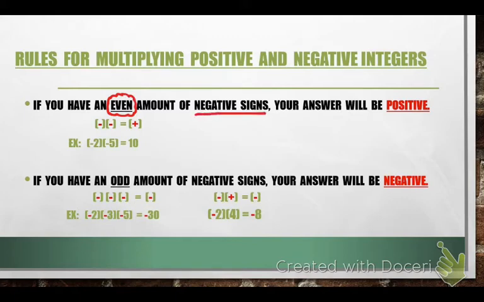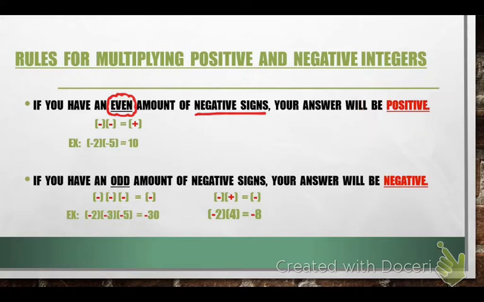So I want you to look at my example right here. Notice -2 times -5. How many negative signs do you see there, class? There are 2. Do you understand the number 2 is an even number, right? So because there are 2 negative signs right there, your answer has to be a positive answer. So that's why -2 times -5 equals positive 10.